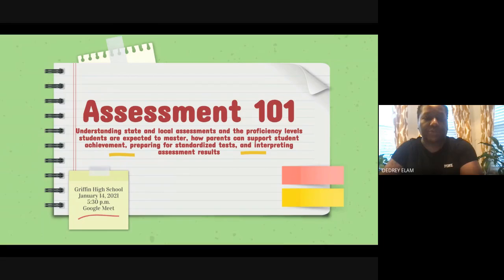During this evening's workshop, we're going to discuss understanding state and local assessments and the proficiency levels students are expected to master, how parents can support student achievement, preparing for standardized testing, and interpreting assessment results.